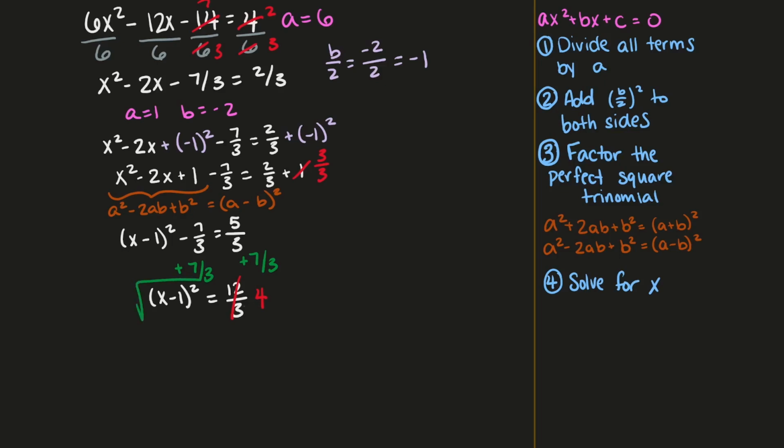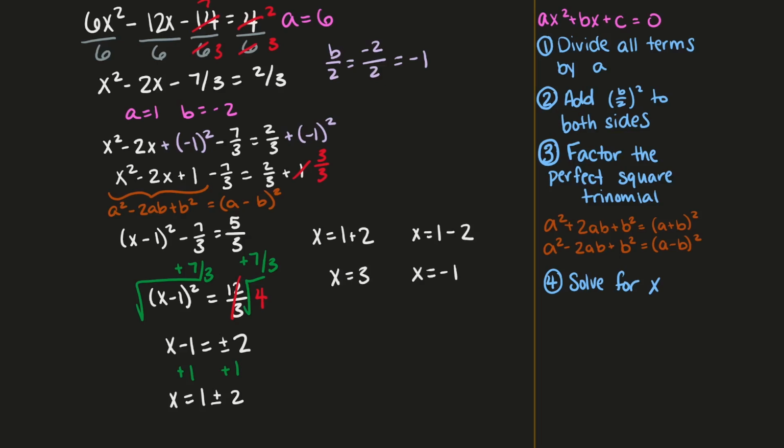Then we can take the square root on both sides. So we get x minus 1 equals the positive and negative square root of 4, or 2. And then we can add 1 to both sides. So x is equal to 1 plus or minus 2. But we can solve this. So we have two expressions, x equals 1 plus 2 and x equals 1 minus 2, which means x is equal to 3 and x is equal to negative 1. And those are our values for x.